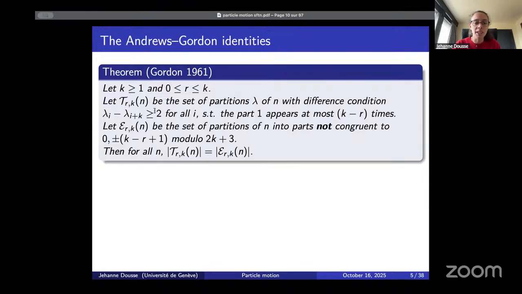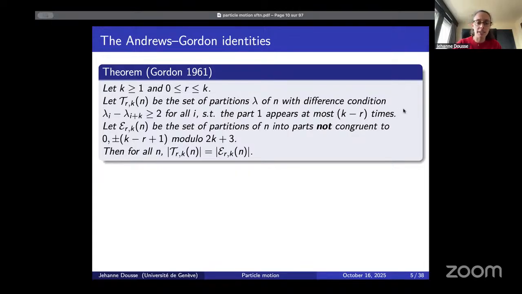The first one, which I call TRK of n, is a set of partitions of n, where now you still have difference at least 2, but before, you remember, it was between consecutive parts, so it was the part lambda i minus lambda i plus 1, but here, now it becomes lambda i plus k. So you have difference 2, but at distance k, not distance 1. And also the part 1 has a restriction that it can appear at most k minus r times.